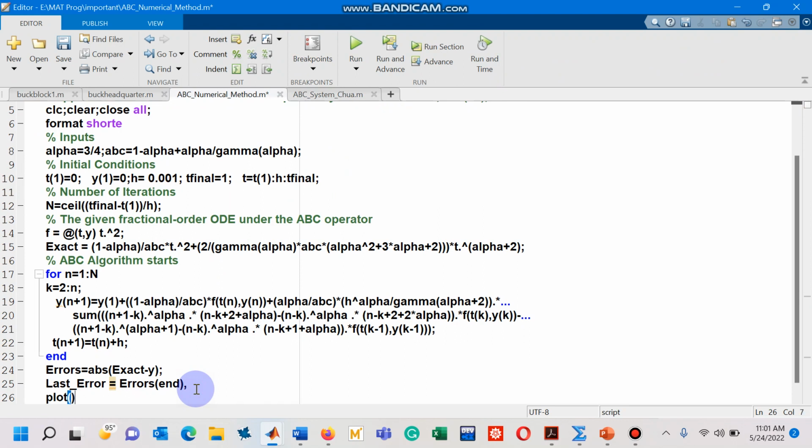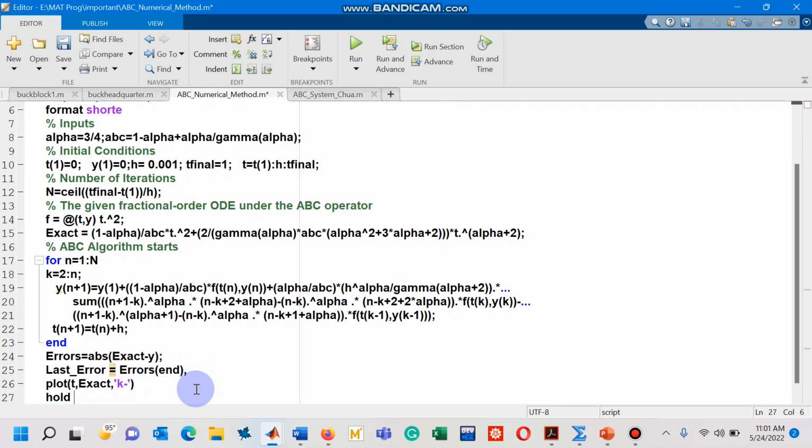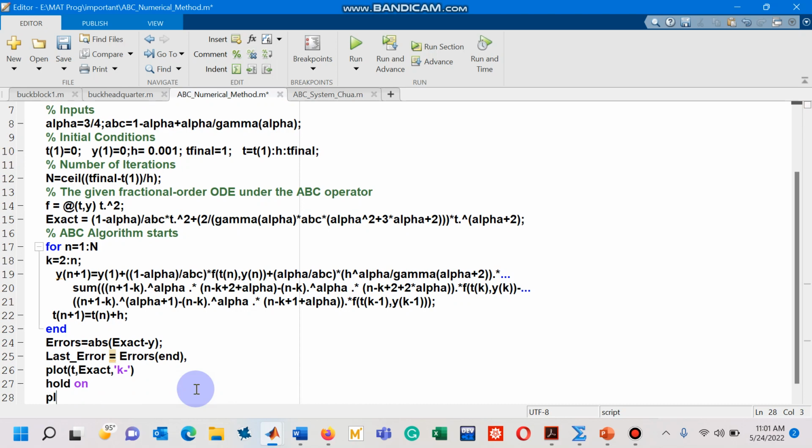Now we can also plot the exact solution and the approximate solution on the same graphing window. In order to get the plot, you simply use the plot command, with the independent variable t, and then the exact solution. Let me plot this exact solution in black color, and then I will hold on this plot on the figure window, and then I will plot the approximate results which I have denoted by the variable y, and I use the blue color for this approximation. And now I change the step size to 0.1.